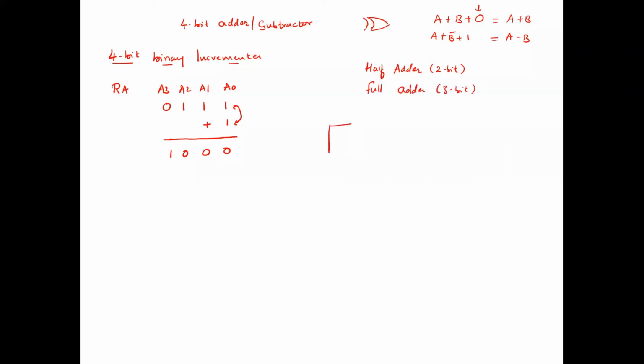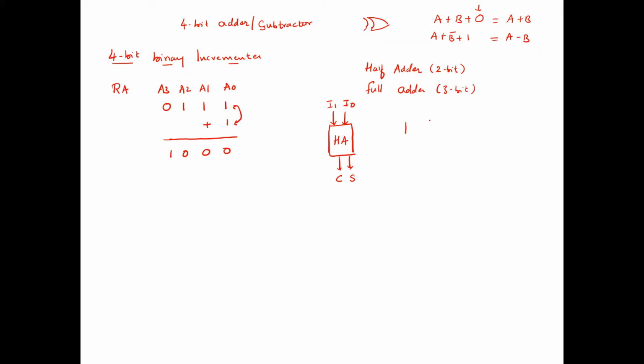What is the symbol for the half adder? The symbol for the adder is given like this. So this is a half adder. There will be 2 inputs for this, input number 0, input number 1, and there will be 2 outputs, that is sum and carry. So this is a half adder.